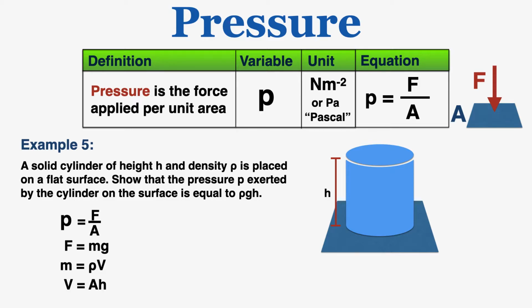And I know that the volume of a cylinder is equal to the surface area of the base of the cylinder multiplied by the height of the cylinder. So I can now take this volume back and plug it into my mass equation, and then take that mass equation and plug it into my force equation, and then take that force equation and plug it into my pressure equation. And when I do that, I can see that the areas cancel out. And I can see now that the pressure is equal to the density multiplied by the height of the cylinder multiplied by the acceleration of gravity.